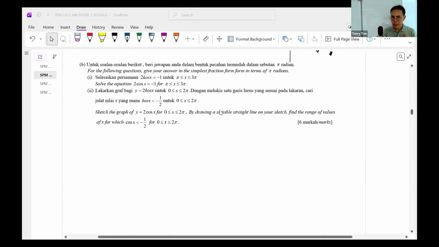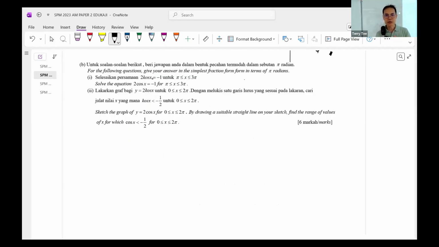Okay. Now let's solve this equation. To solve this equation, we divide it first. You can write cos x equals negative 1 over 2. You see, this angle is in radian, everyone? But they say x is between pi and 3 pi.